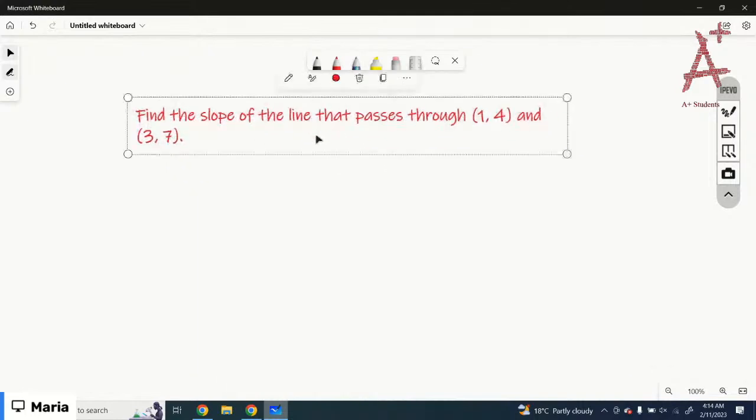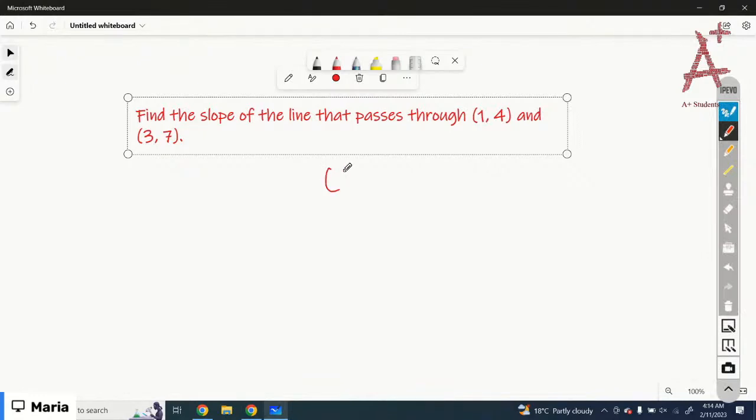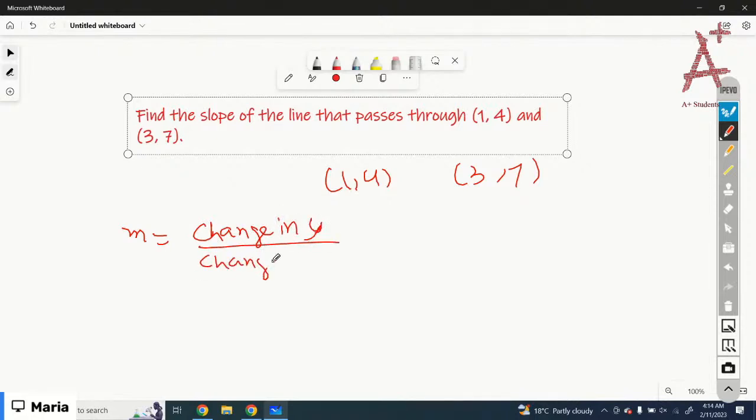So you're given two of the points. The points are 1, 4 and the next one is 3, 7. Got it? The formula for the slope is the same. You have to calculate m equals change in y divided by change in x. Got it?